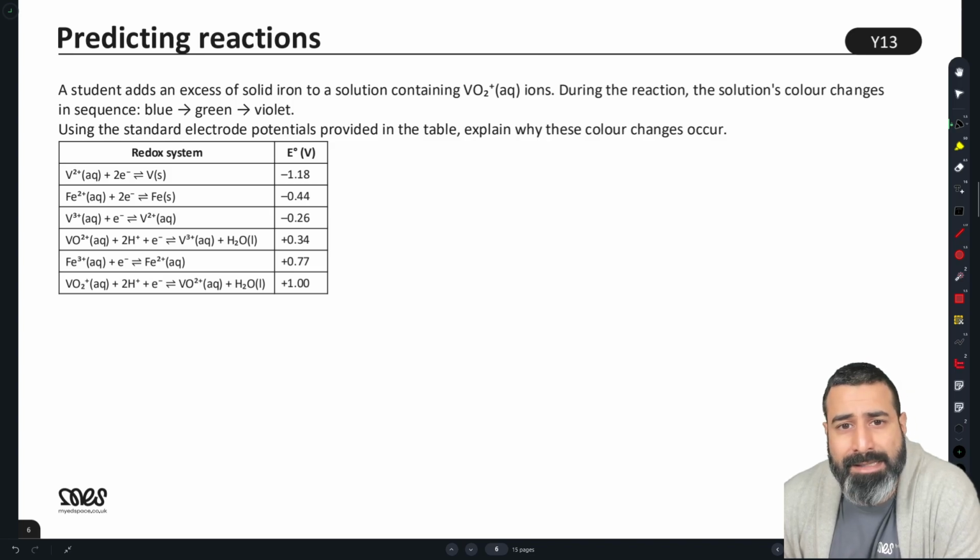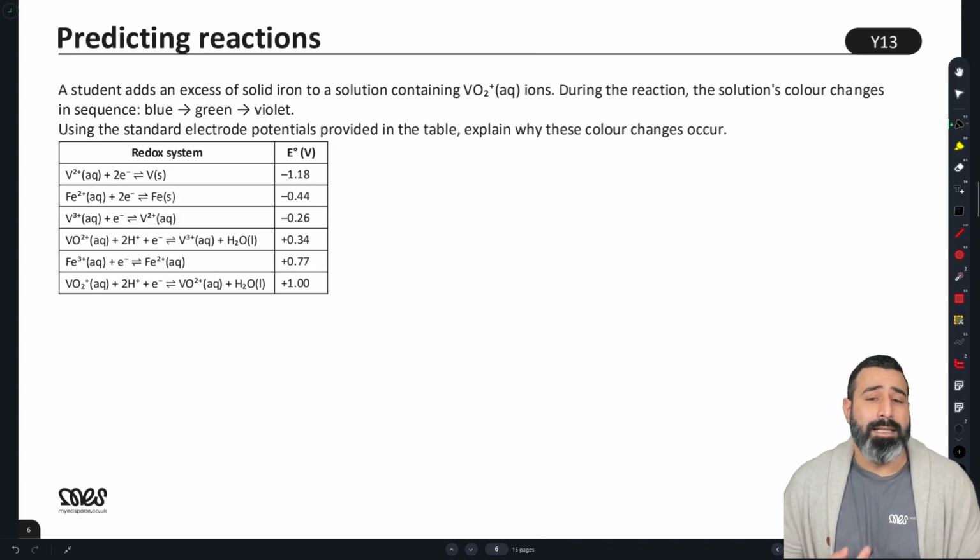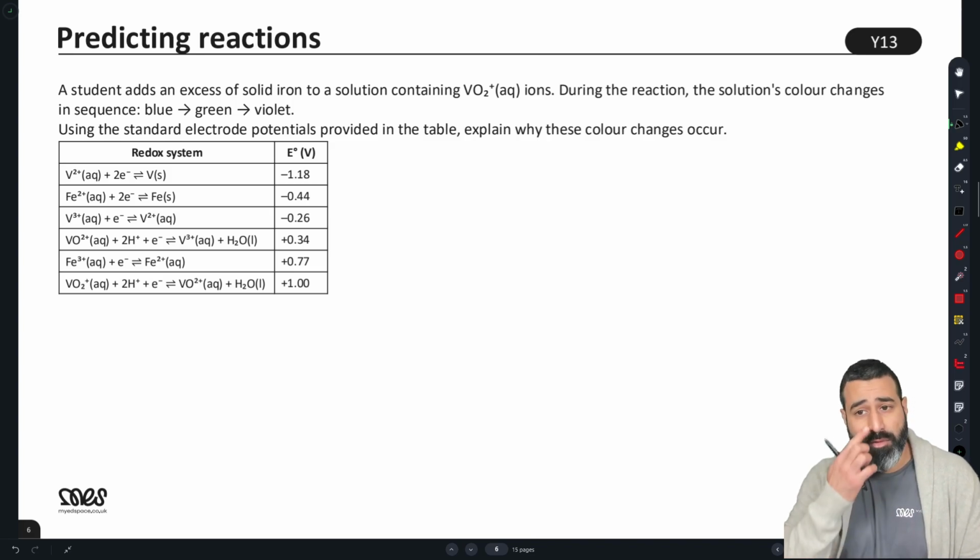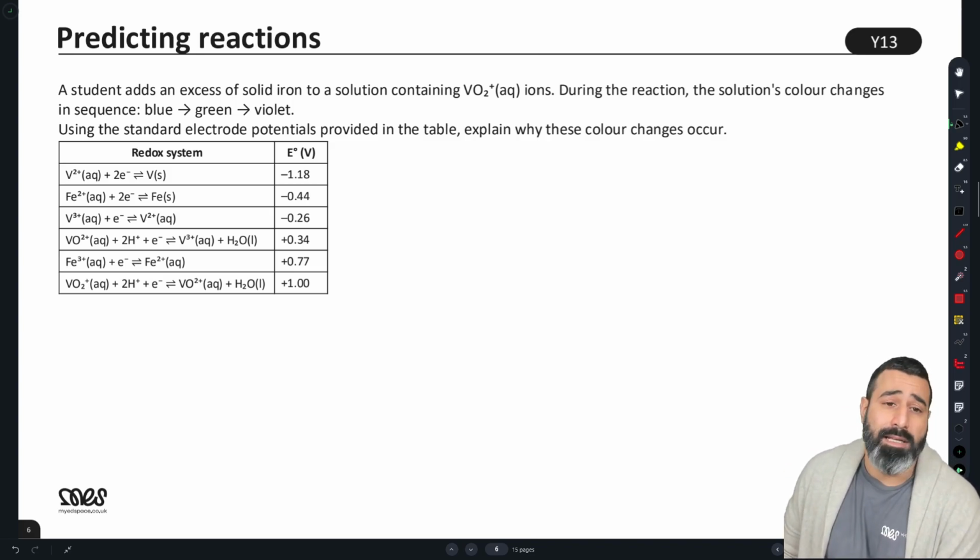So a student adds an excess of solid iron to a solution containing VO2+ ions. During the reaction, the solution's colour changes in the sequence blue, green, violet. So using the standard electrode potentials in the table, we've got to explain why we get these colour changes.